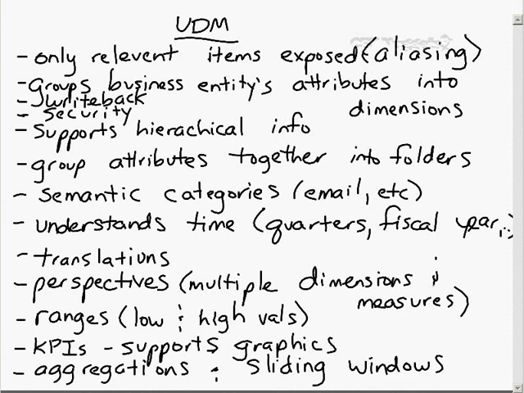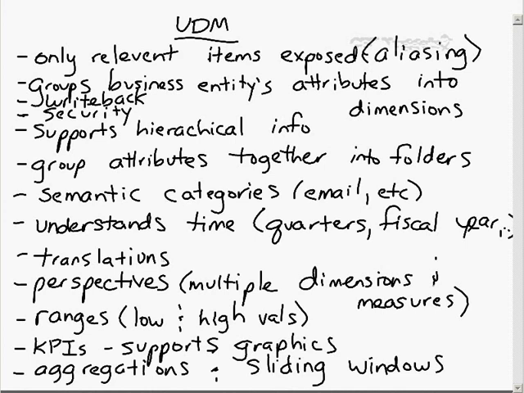You can also group attributes together inside of folders to make things a little bit more manageable. We have things such as semantic categories. So if you have a field such as an email field, you can specify that it's an email field and maybe it launches an email dialog. The UDM supports time, all sorts of time. For example, fiscal quarter, fiscal year, calendar quarter, calendar year, month name, and so on. It also supports translation. So if you want to display your information in English and then also display it in Spanish, that's also a possibility.